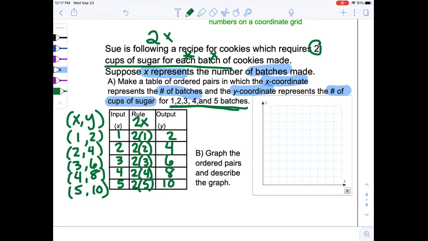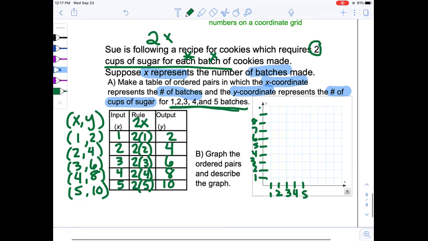So I look at my x values. We have 1, 2, 3, 4, 5. So I'm going to label my x-axis. I'm just going to do every line as 1. And then my y-axis is 2, 4, 6, 8, 10. Again, I'm going to label every line as 1. If it'll let me here. There we go. And then I have to label these.